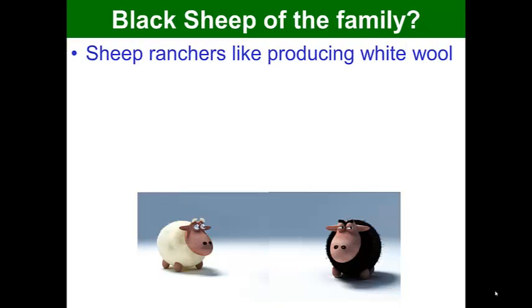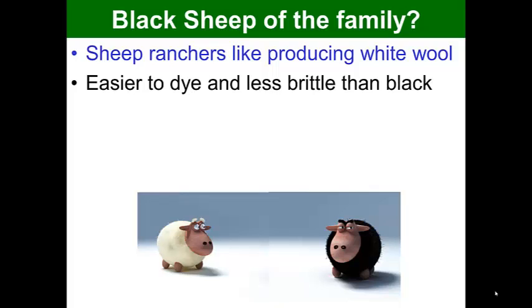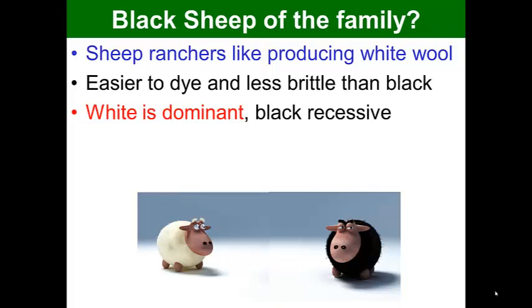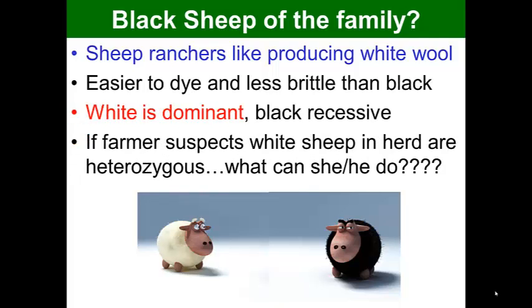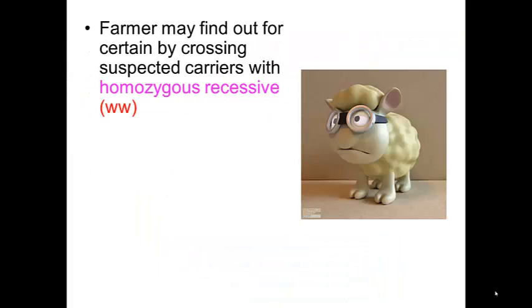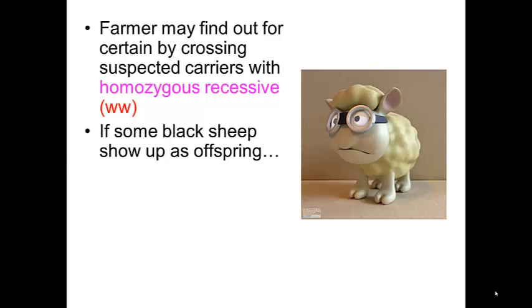Sheep ranchers like producing white wool. It's easier to dye and less brittle than black. White is dominant, black is recessive. If a farmer suspects that a white sheep in a herd is heterozygous, what can they do? A farmer may find out for certain by crossing suspected carriers with homozygous recessive, or black, sheep.